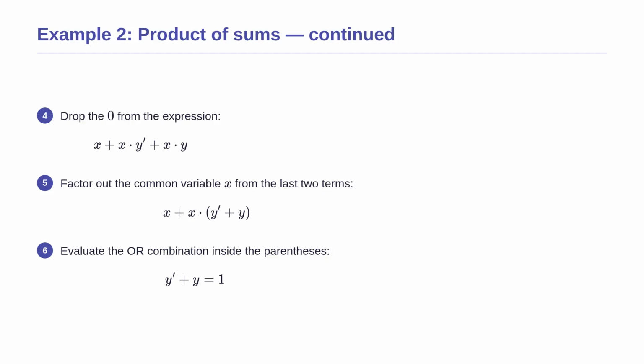Now we look at the last 2 terms, x and y prime and x and y. We can factor out the common variable x from both of them using the distributive law. Inside the parentheses, we now have y prime or y. Since a variable must be either 0 or 1, one of these two will always be 1. Therefore, their OR combination is always exactly 1.